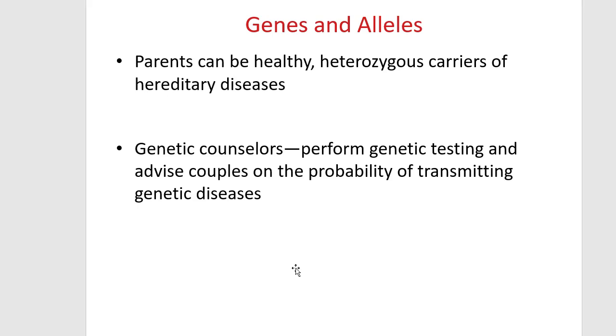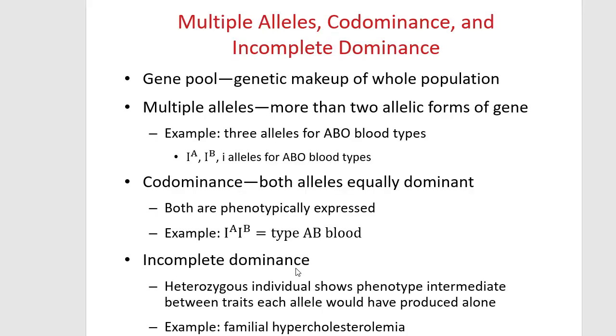Parents can be healthy, heterozygous carriers of hereditary diseases. So we have genetic counselors that will test the amniotic fluid of the baby to see if a mom is at risk for a baby with a disorder. Let's say she is of mature age: according to medical statements, a woman 36 or over is considered an advanced maternal age, or high-risk prenatal candidate.